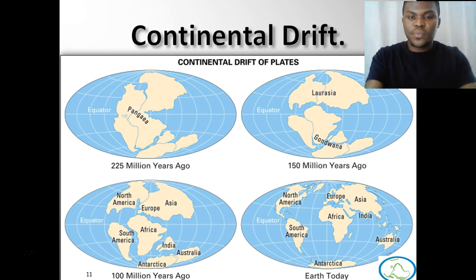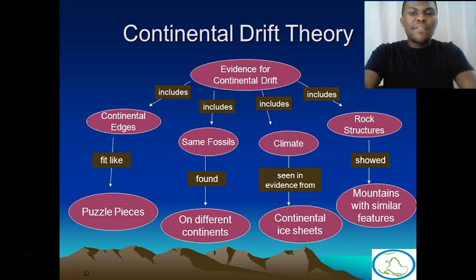I know. So what evidence do we have of the continental drift theory? One, continental edges fit like puzzle pieces. The second one, the same fossils are found on different continents. Then we've got climate evidence from continental ice sheets. And lastly, we've got rock structures that show similar features in different continents.